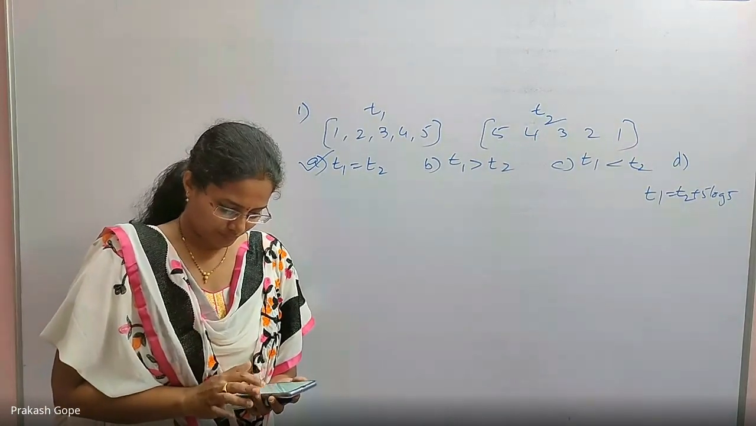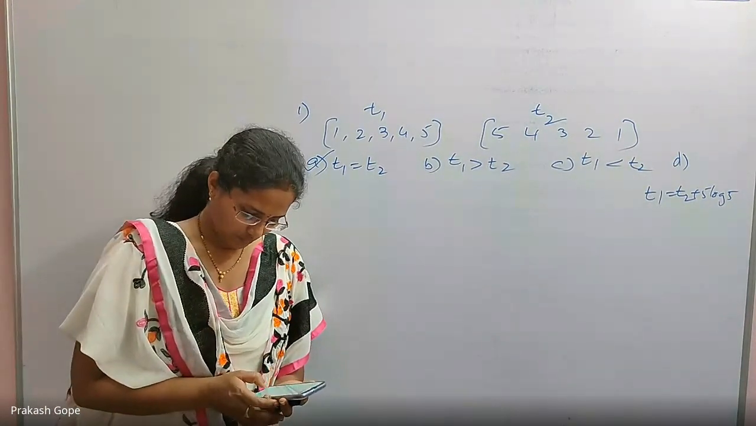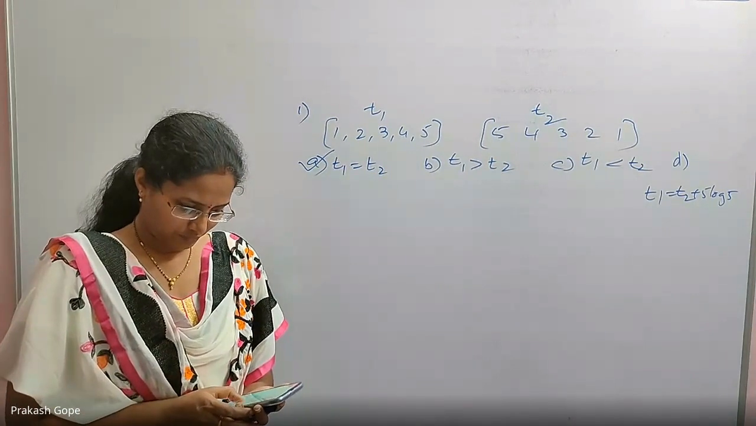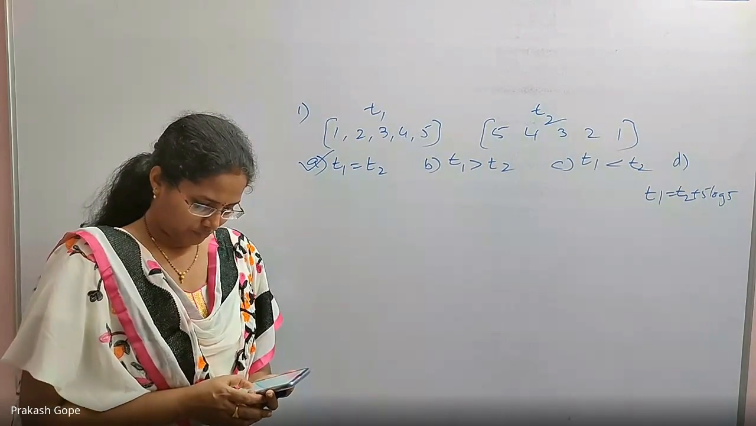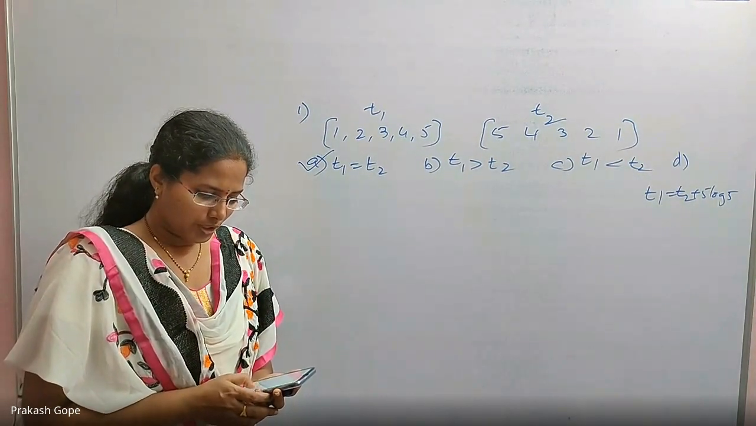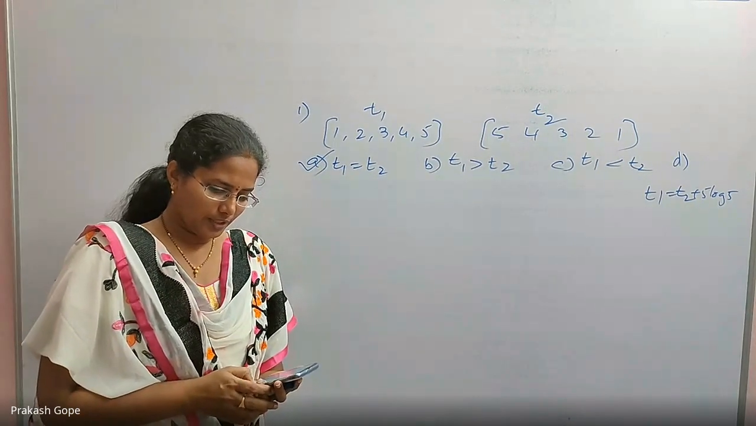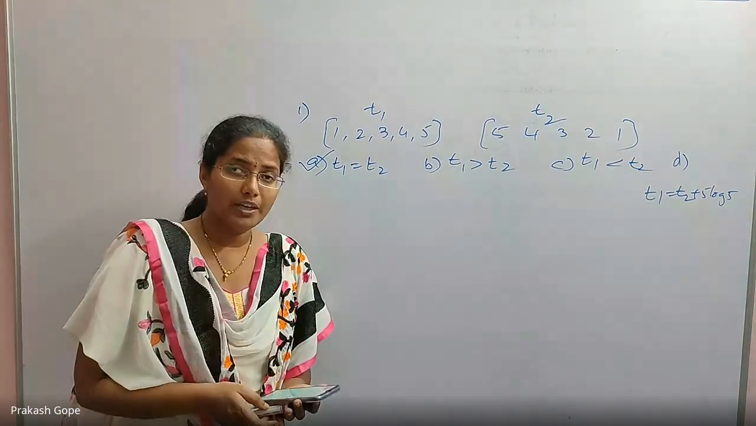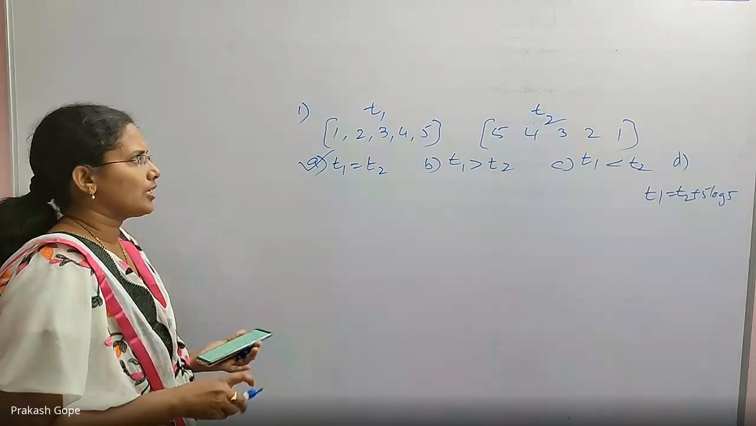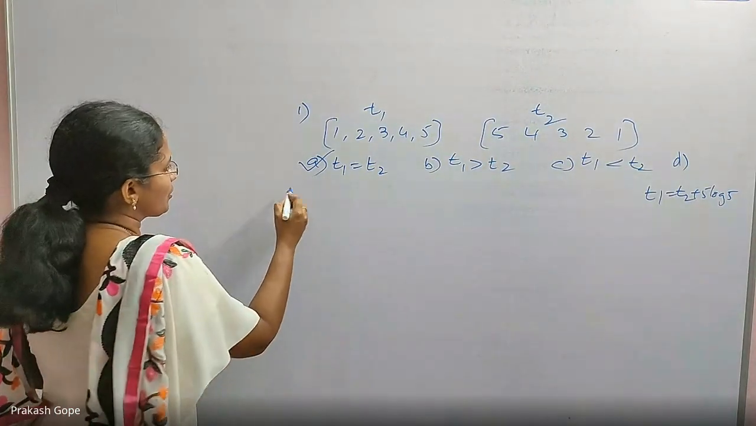Second question. The recurrence relation that arises in relation with the complexity of binary search. Binary search relation, you don't even have to see the options.